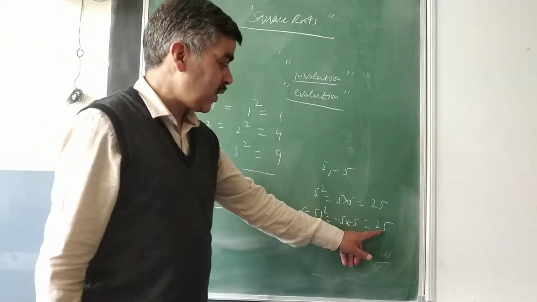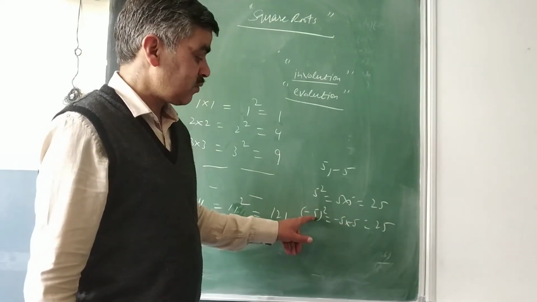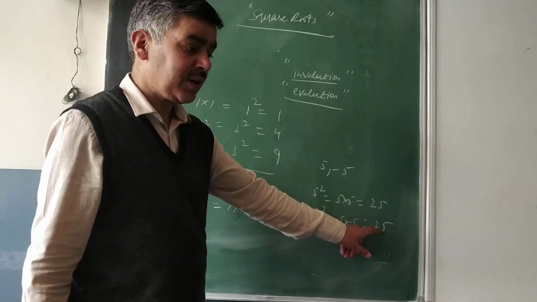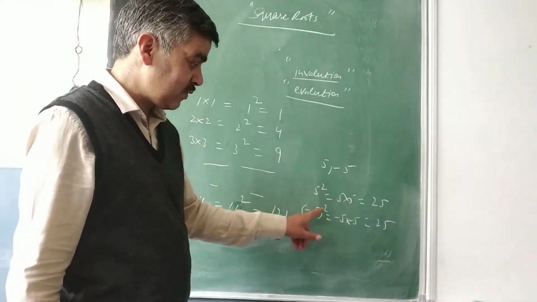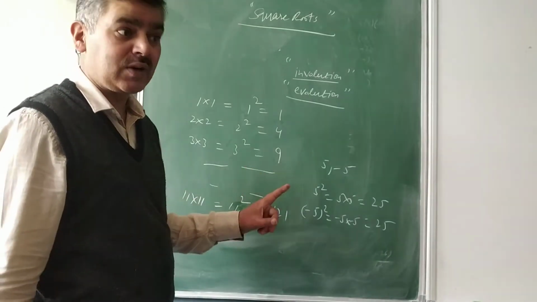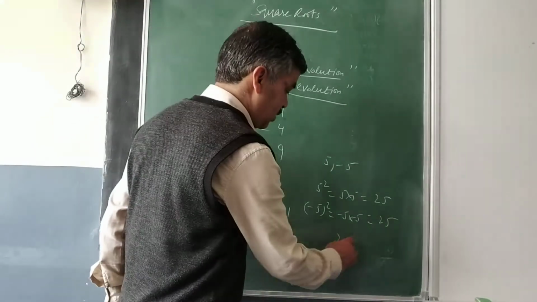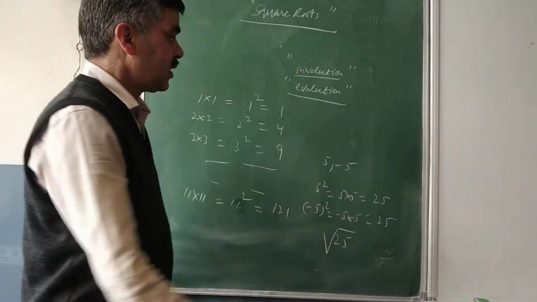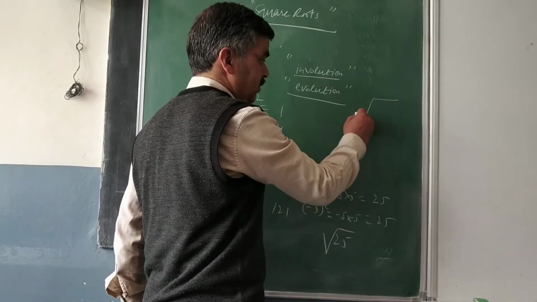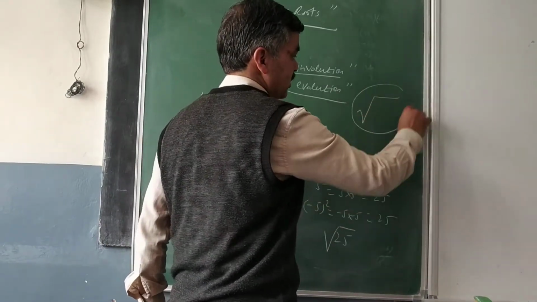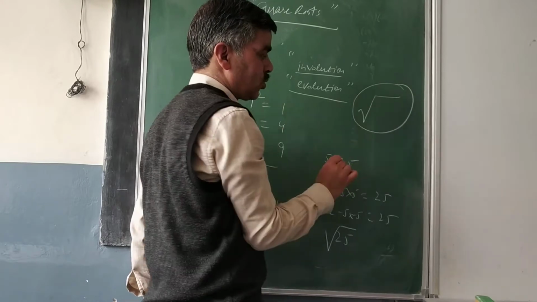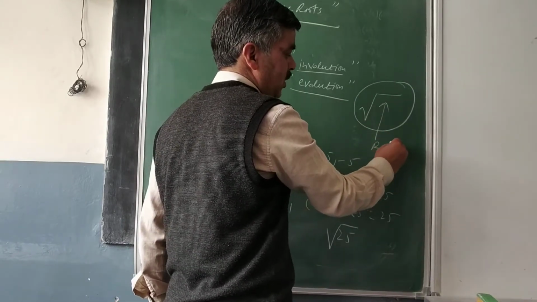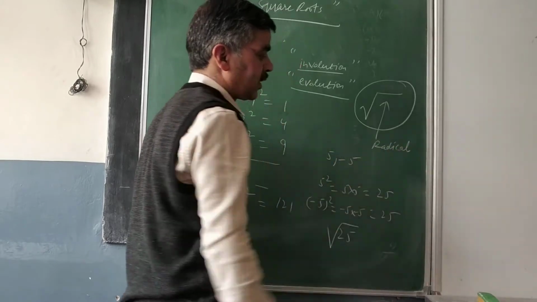That's why the square of minus 5 is 25, and the square root of 25 can then be minus 5 also. Whenever you are writing the square root, we use this sign. I am making it very clear to you, this is the symbol we use to show the under root, and this is called a radical.